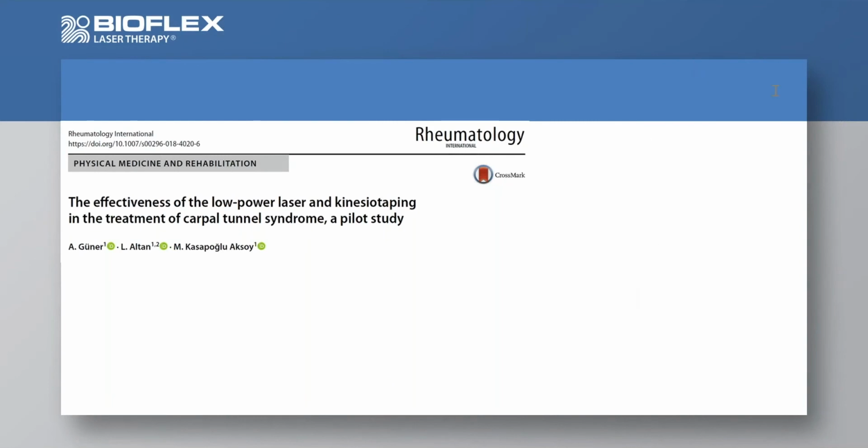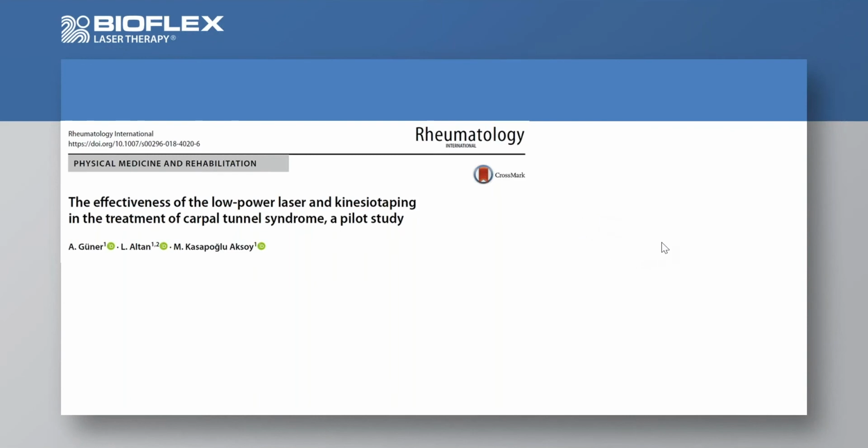The first one I want to mention, and I'm assuming everyone can hear me okay because no one's mentioning that there's issues with the sound or what have you. This particular paper is the effectiveness of low power laser and kinesiotaping in the treatment of carpal tunnel syndrome.